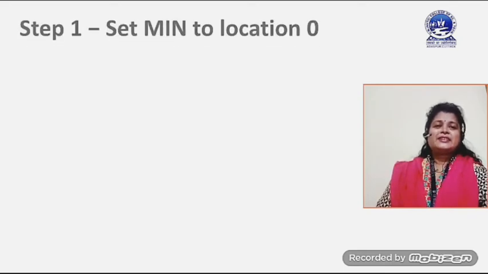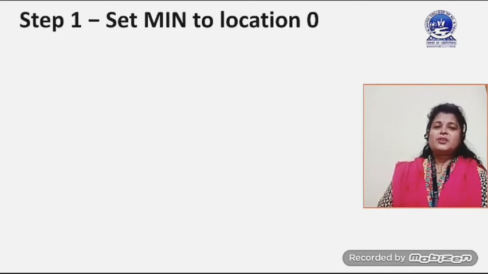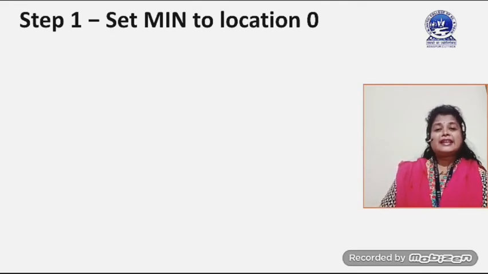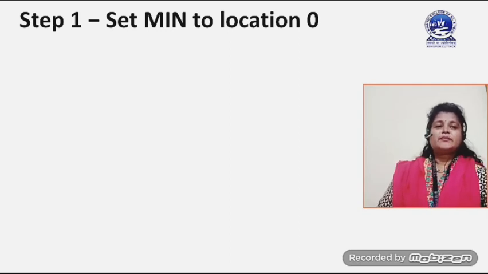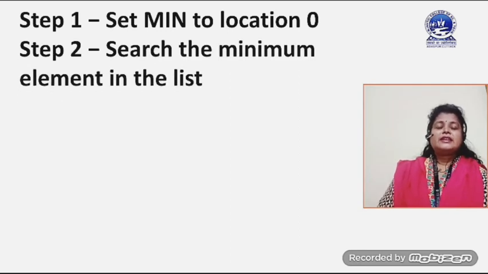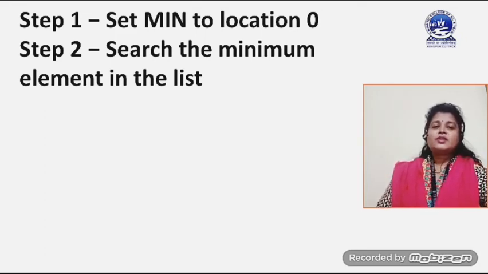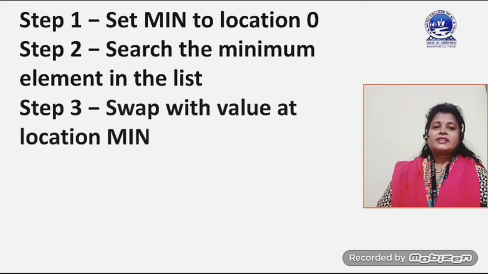Now we are going to discuss the pseudocode. The first step is to set min to location 0. Here we take one min value, the min index, and we assume that initially it represents location 0. Then in step 2 we search for the minimum element in the list. Here we check each element from the starting location till the end, and we get the smallest value.